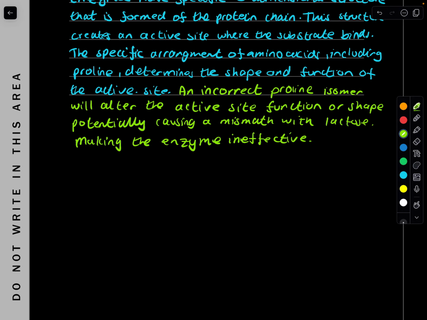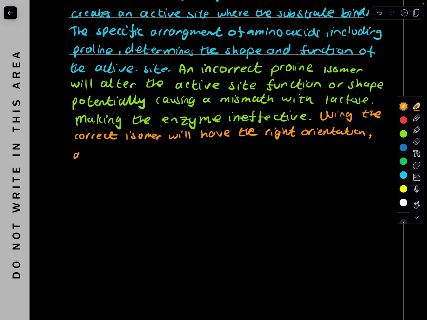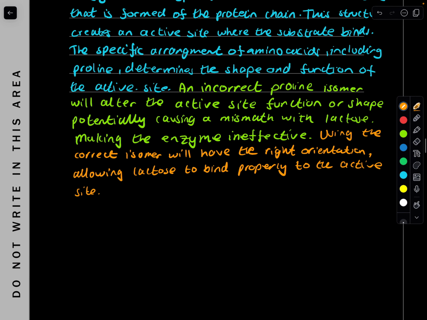So I think we'll just talk about the correct isomer. I think I'm talking too much, but I'm trying to be very detailed. So using the correct isomer, we'll have the right orientation, allowing lactose to bind properly to the active site, and so the lactose breaks down. I think it's a lot for a 2-marker, but I hope that makes sense, in detail.